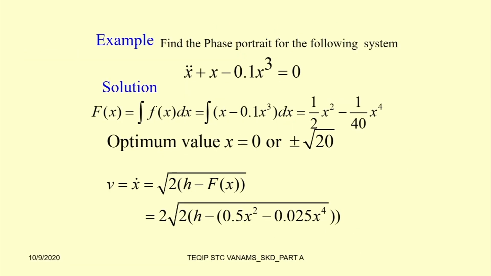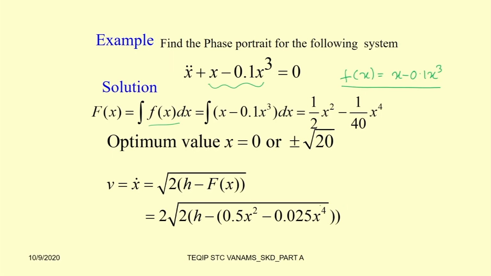For example, this is x double dot plus x minus 0.1 x cubed equal to 0. So, here f(x) will be equal to small f(x) into dx. This equation can be written as x double dot equal to minus x plus 0.1 x cubed. So, this equation is written as x double dot plus f(x) equal to 0. This part is f(x). So, f(x) equal to x minus 0.1 x cubed.